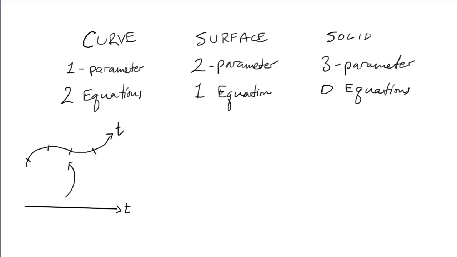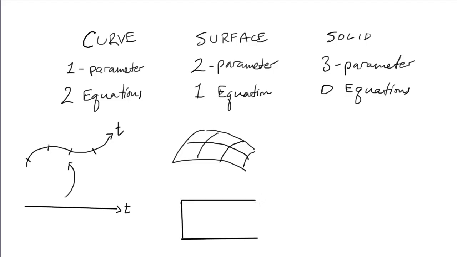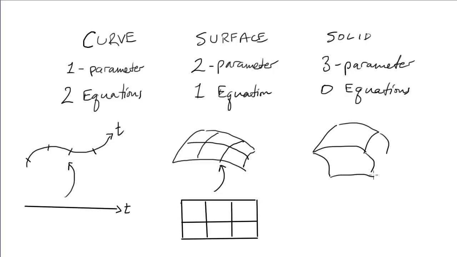Here's a surface, a two-dimensional object, where every point is given in terms of two parameters. So you take a two-dimensional grid, and a function will take that grid onto the object. A solid is a little chunk of space. And you'll take a three-dimensional grid and map that onto the object.